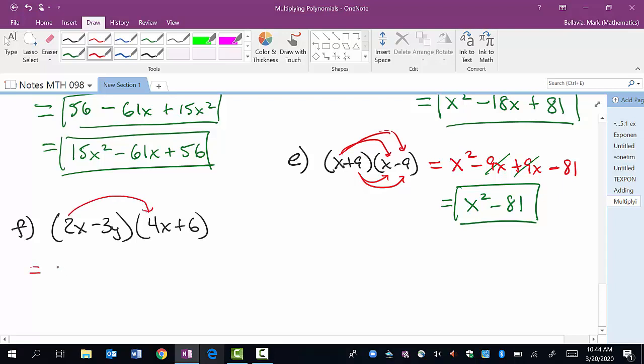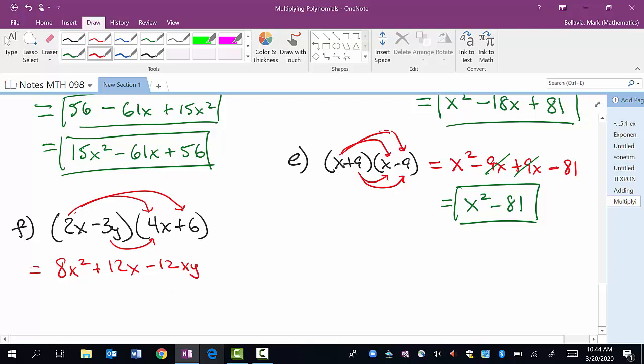2x times 4x gives us 2 times 4 is 8, x times x is x squared. 2x times positive 6 will give us a positive 12x. Negative 3y times 4x. So negative 3 times 4 is a negative 12. Here we have x and y, but they don't have the same base in the other term you're multiplying to, so you just keep them both. Typically we'll write it in alphabetical order, so I'll write xy. If you wrote yx, it wouldn't be incorrect, but more often than not, you'll see it written in alphabetical order.